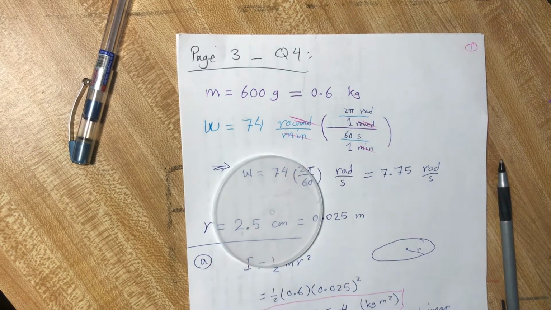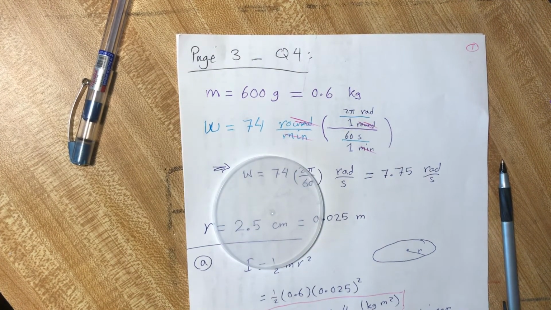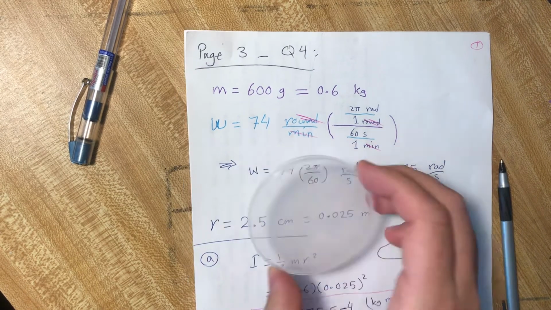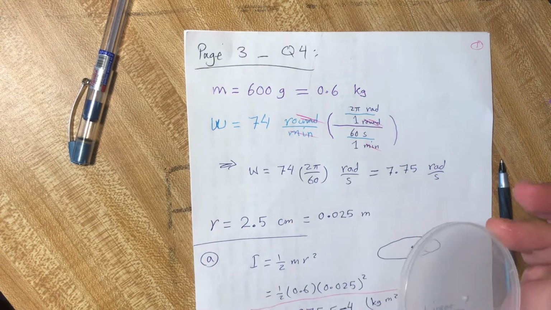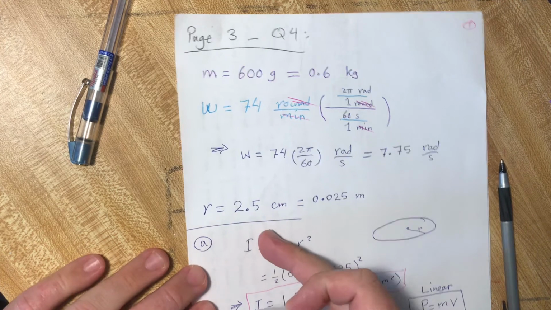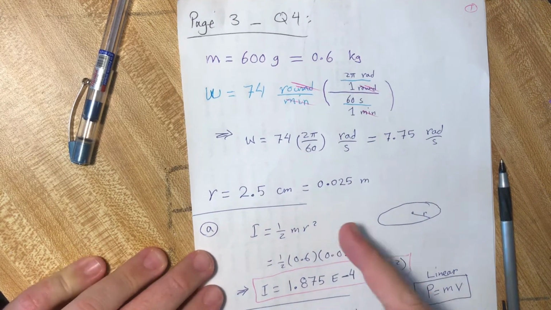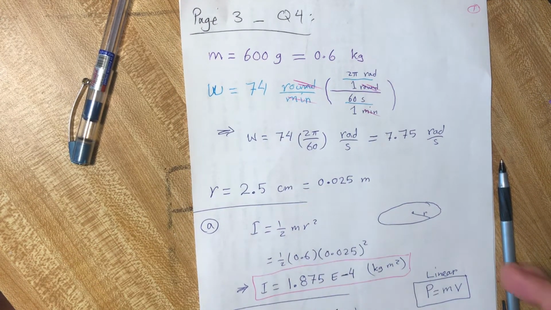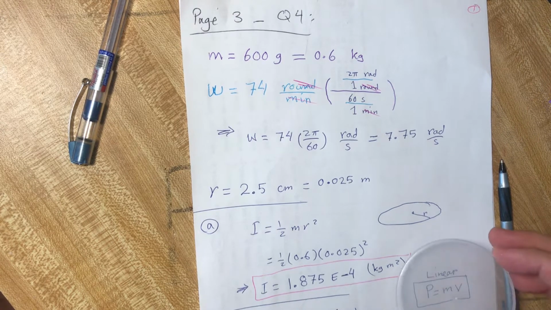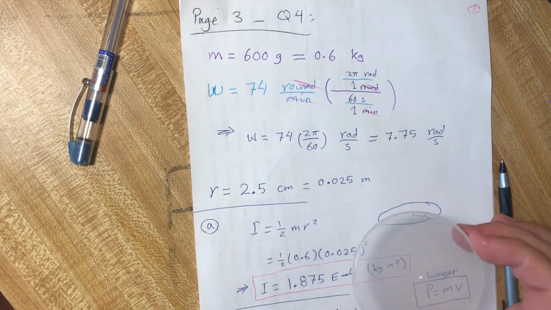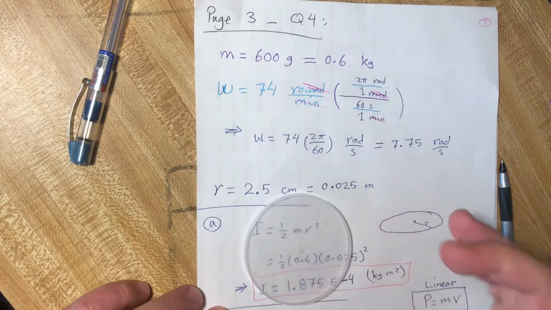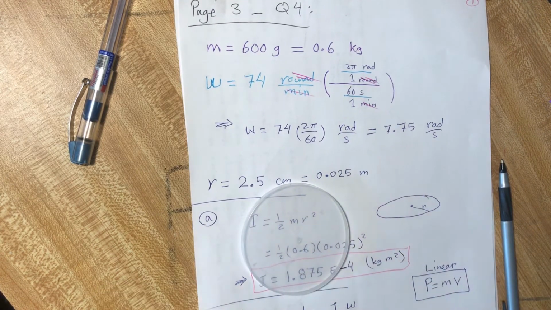Hi, now we have the fourth question, which is about the disk. It is almost like this one, with the radius 2.5 centimeters, which is equal to 0.025 meters. It is easy to convert that. It is rotating, I think. It will be because we have rotational motion.